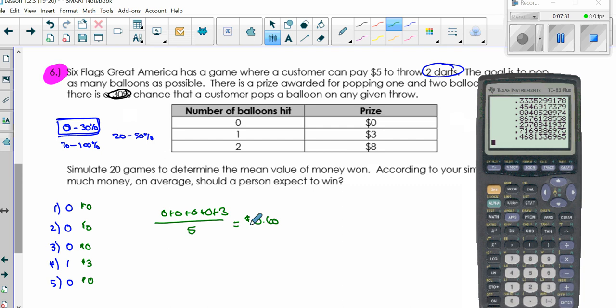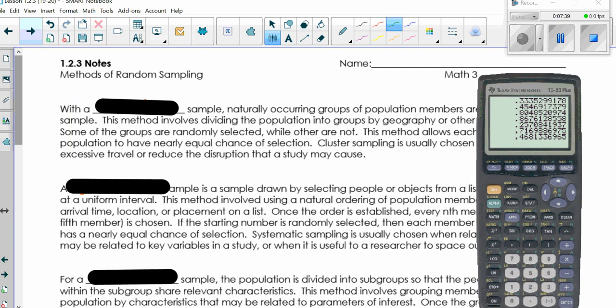Everybody's answers are going to be a little bit different. They do not have to match the answer key, but they shouldn't obviously be way off either. All right, let's move on to today's lesson. Today's lesson is actually a pretty interesting lesson. We're going to talk about some different methods of sampling. So not gathering data like we started the unit, but sampling.